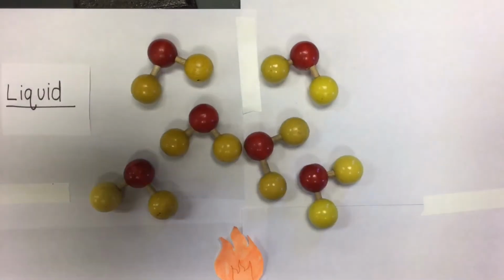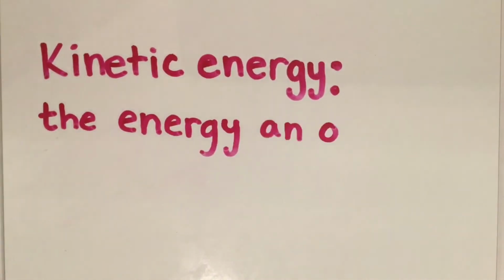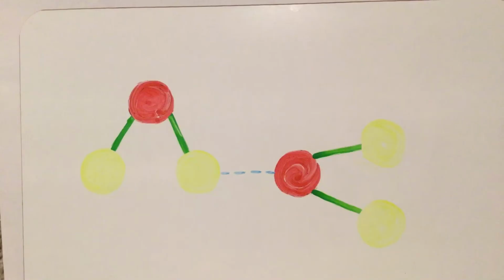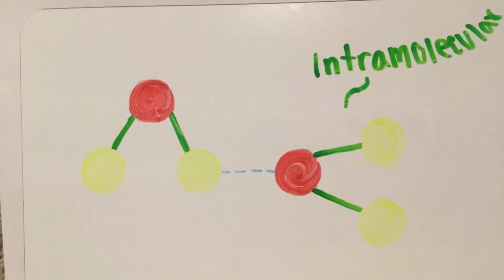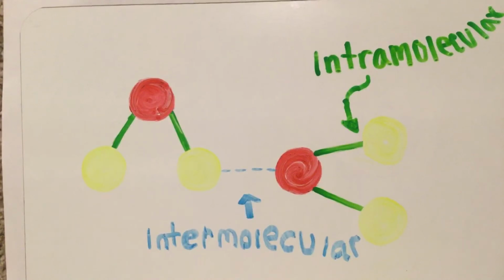As more heat gets added to the solid, it starts to melt and becomes a liquid. In a liquid phase, the molecules start to move around and the heat helps it gain kinetic energy. Remember, kinetic energy is just the energy an object has because of its motion. Here, we see the intramolecular forces were not affected, but the intermolecular forces were loosened because of the kinetic energy.